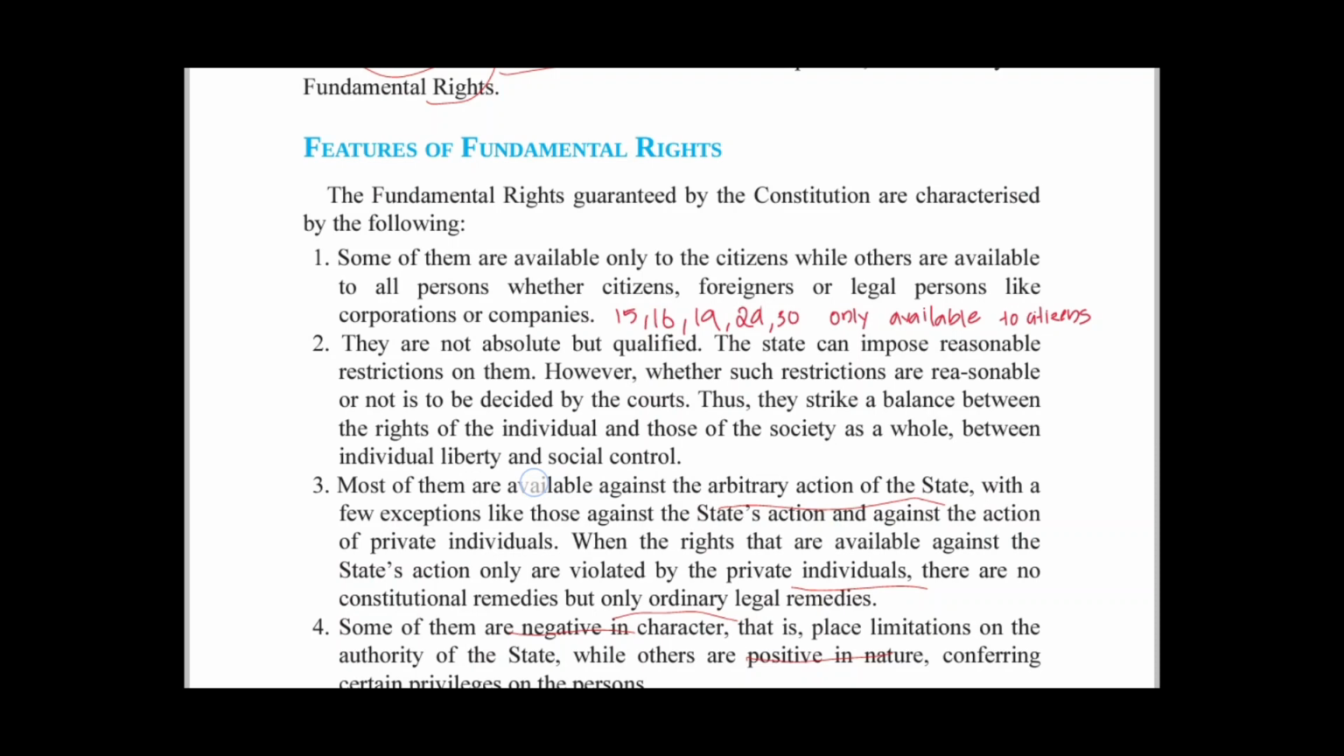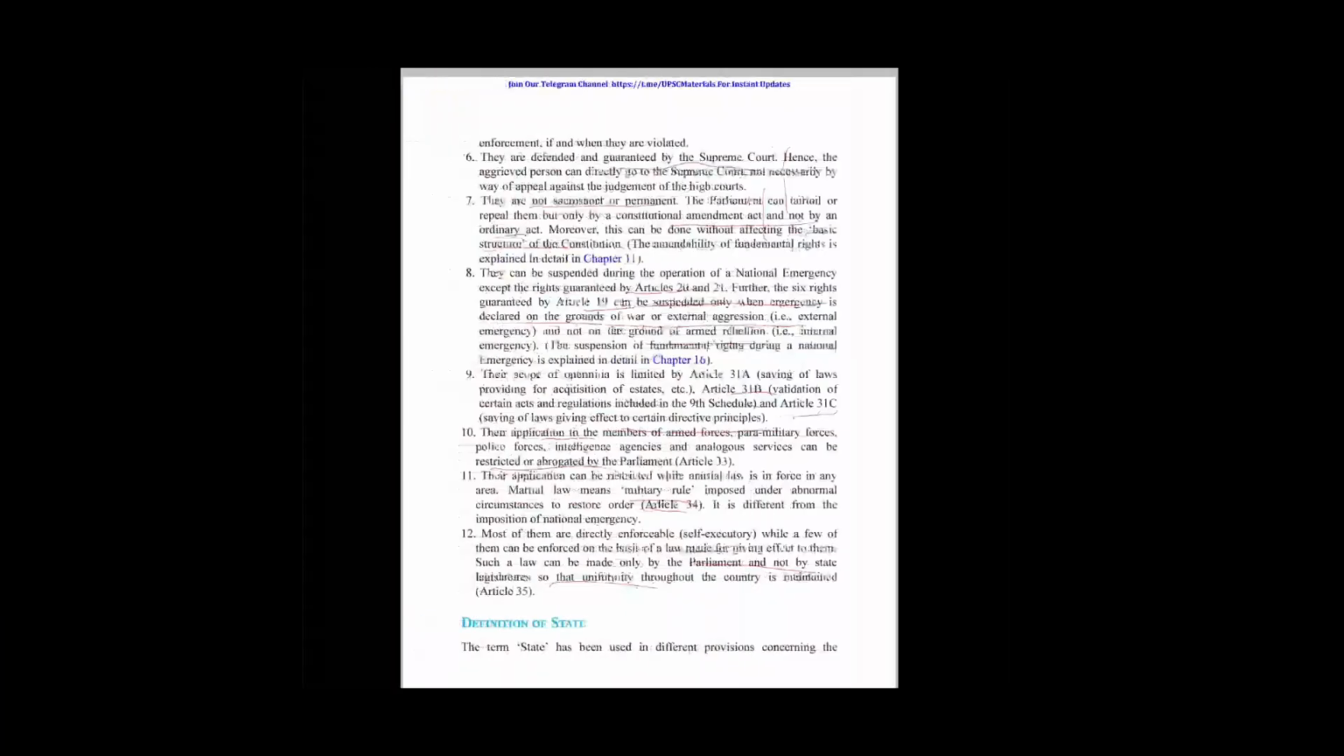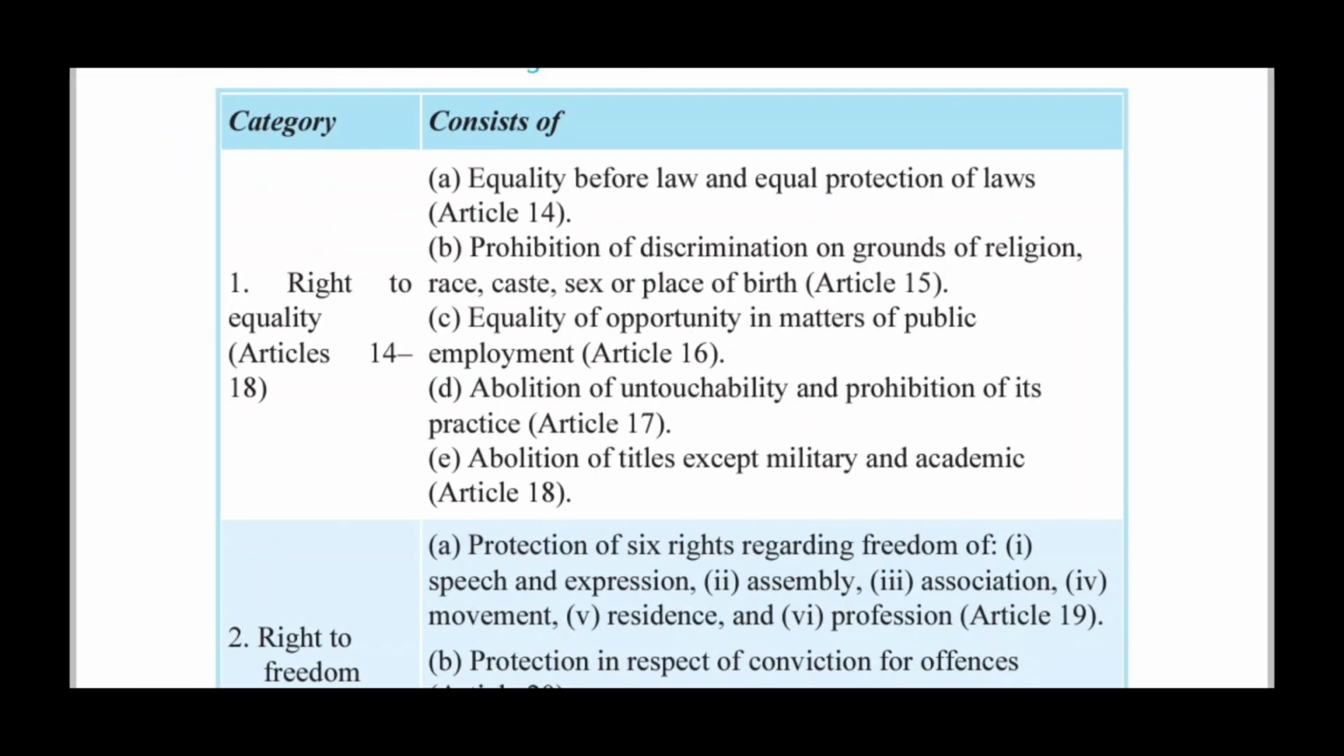First one is that some of the fundamental rights are available only to citizens, whereas some are available to citizens as well as foreigners. We have fundamental rights mentioned in Article 15, 16, 19, 29 and 30 which is available only to citizens. We will see each of them one by one.